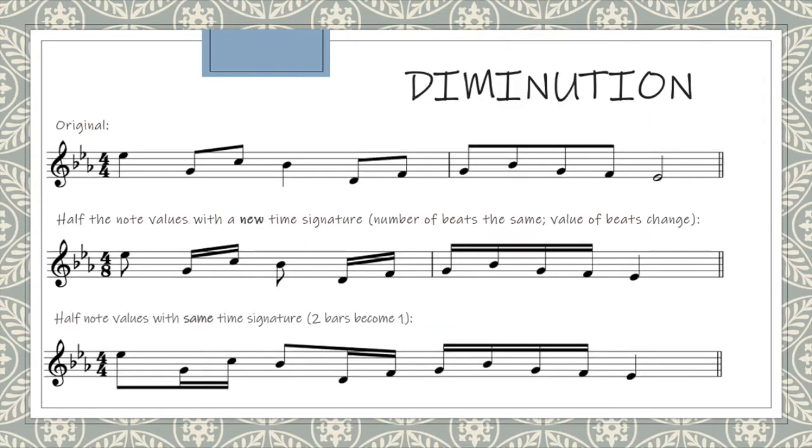In diminution, the note values are now halved. Therefore, you may either have to use a new time signature, such as in example 1, where I've kept 2 bars, but the time signature now reflects what is in every bar. Or should you keep the original time signature, you will now have to have fewer bars. So a 2-bar extract becomes 1 bar.